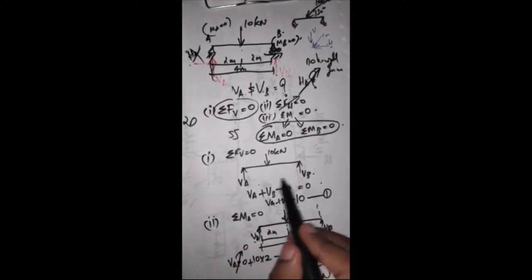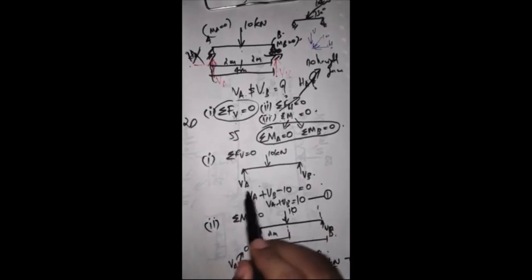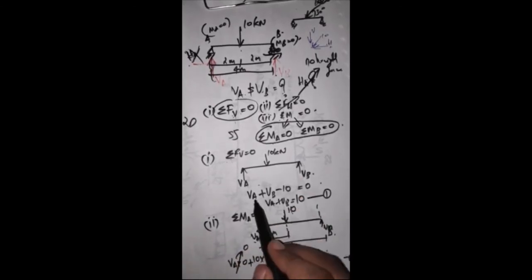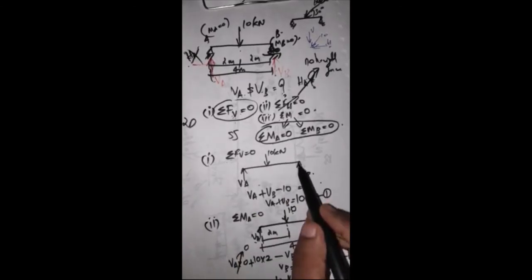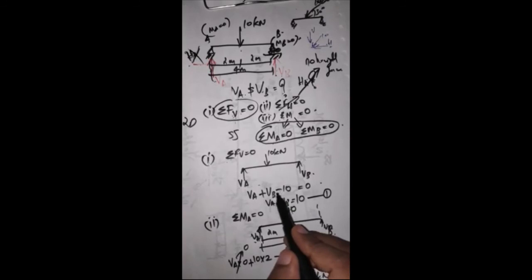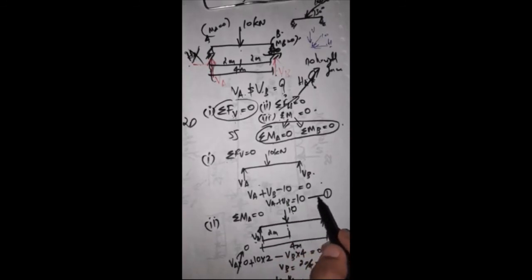So this is a beam. Just write our notations: VA and VB, and 10 kilonewton. So VA plus VB minus 10 is equal to 0. One is in the upward direction, and the other is downward. I'm just using the sign. So VA plus VB is equal to 10. That is the first one.